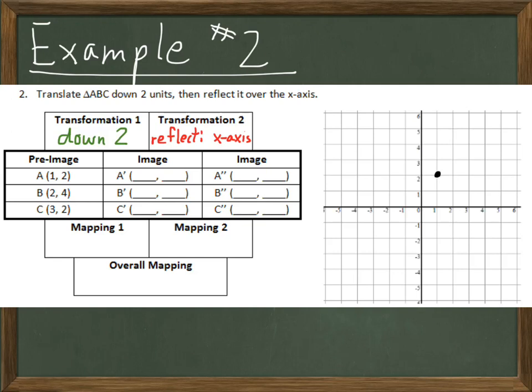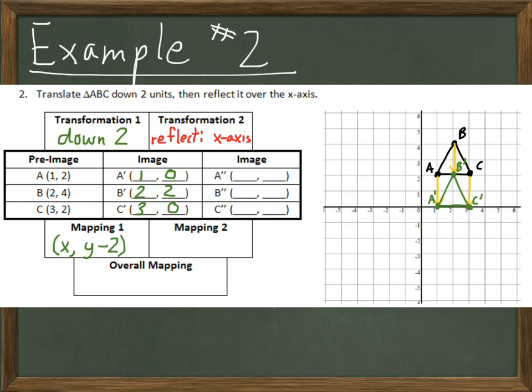So, here's my triangle. I need to translate it 2 down, so let's move it 2 down. All right, there we go. There's the new triangle, A prime, B prime, C prime. The coordinates now are (1, 0), (2, 2), and (3, 0). The mapping, like we said in the previous question, is (x, y minus 2).